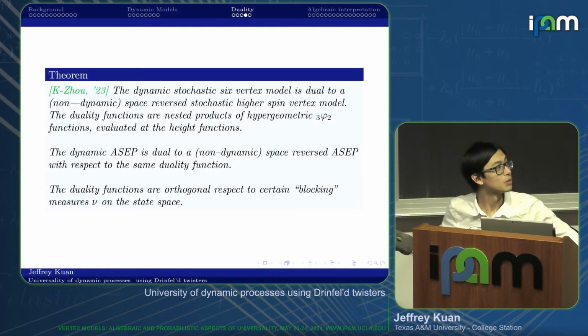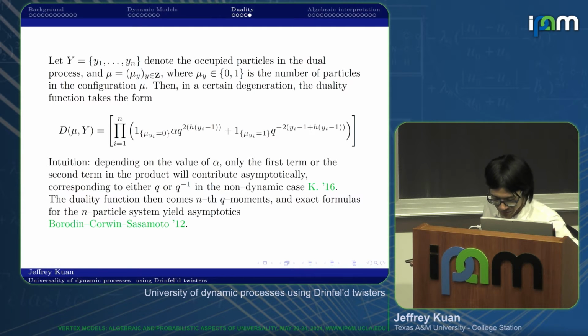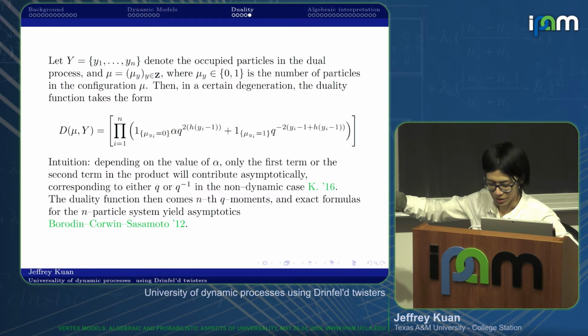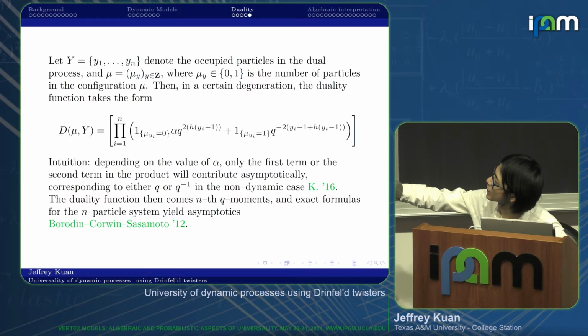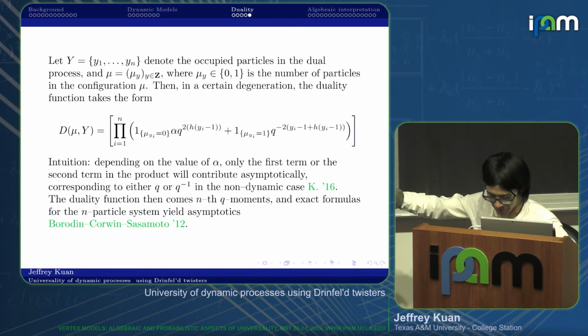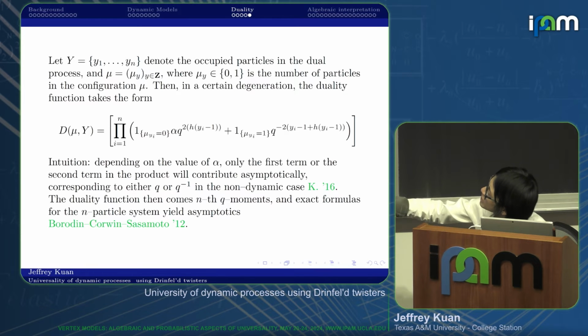Okay, so the next slide is intuition for the main theorem about the asymptotics. This is what the duality function looks like. It's a product of a linear combination of two terms. Each term happens to be a duality function that I found before. So one of these two terms will dominate. The first term is the duality function for the Q inverse in the non-dynamic case. The second term is the duality function for the non-dynamic model with Q.